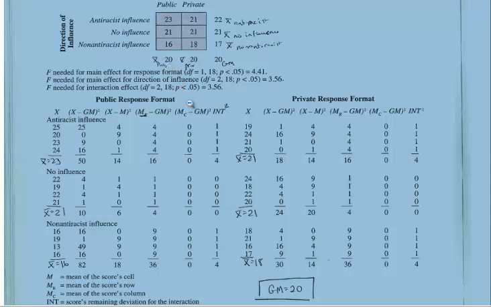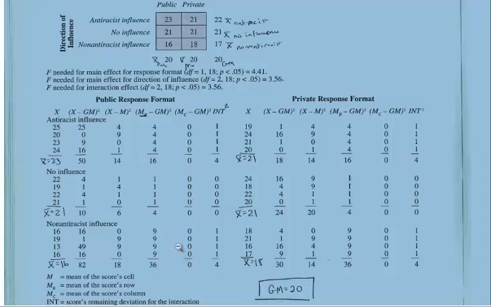What we are looking for here is how far the column means vary from the grand mean. In this case, the column mean for the public group is exactly the same as the grand mean. So we're going to see column mean of 20 minus grand mean of 20 gives us 0. So all scores in this column will be 0 because they all have the same column mean and the same grand mean. There is no difference between the column mean and the grand mean for the public response format group.